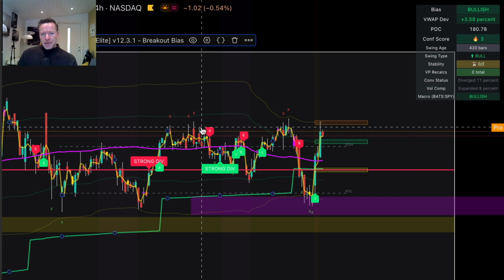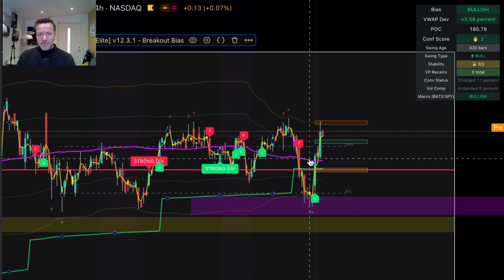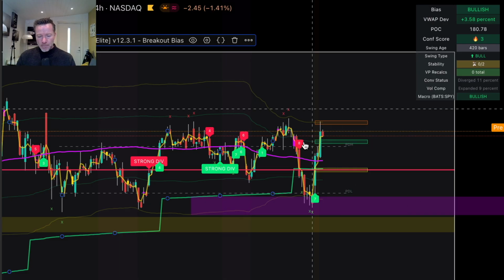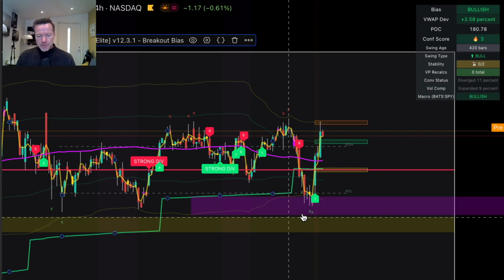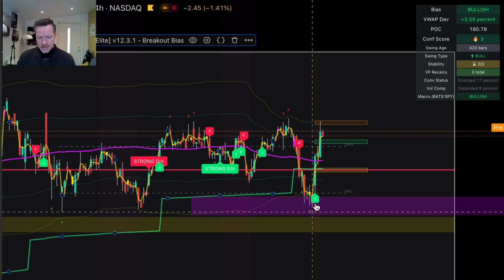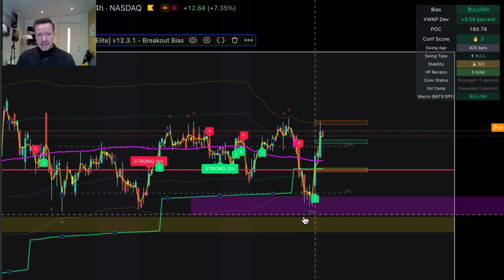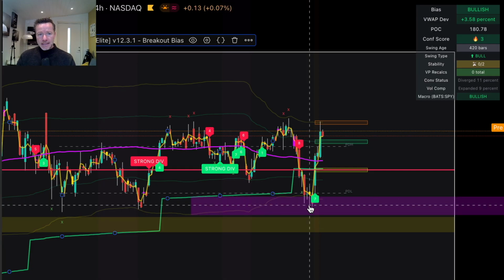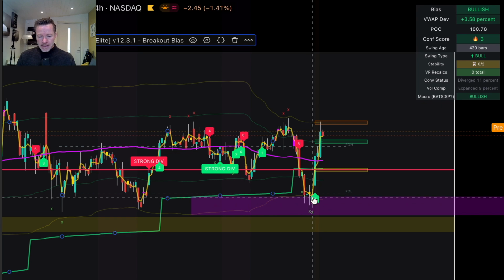NVIDIA was in a confirmed bullish regime. Price was above AVAP with 3.58 deviation. The 420 bar swing age told me this wasn't a short-term bounce, this was institutional position. Now, look at the price action down at the 176 level. Price drops to 172, tested twice, and the terminal prints absorption. This is our setup. Price is making lower lows. It comes down to my IVT magnet zone. And volume is showing accumulations.